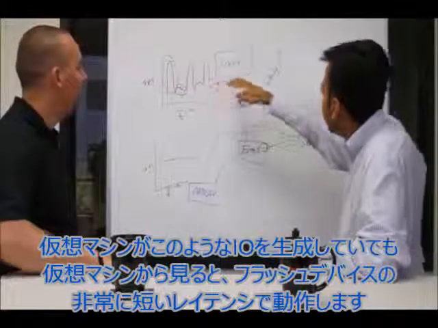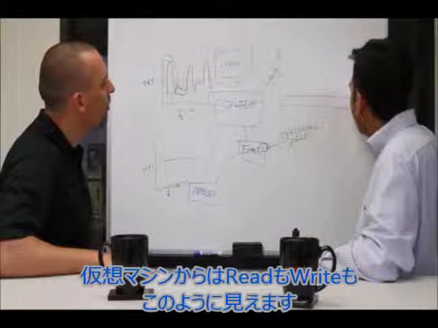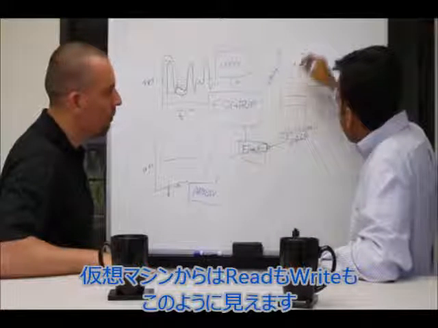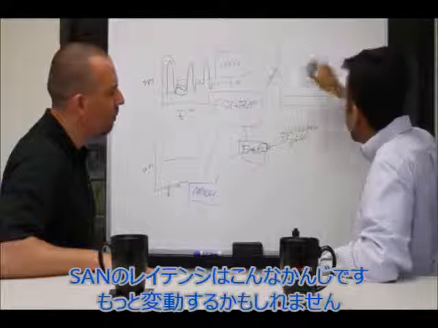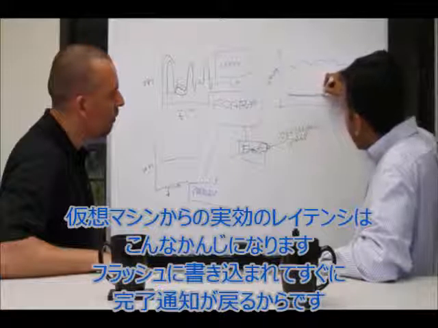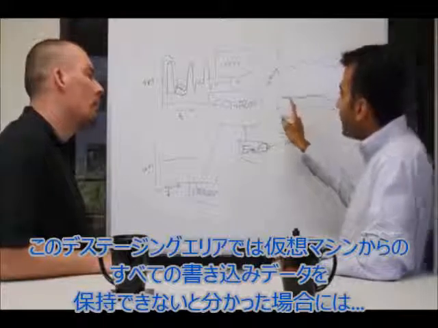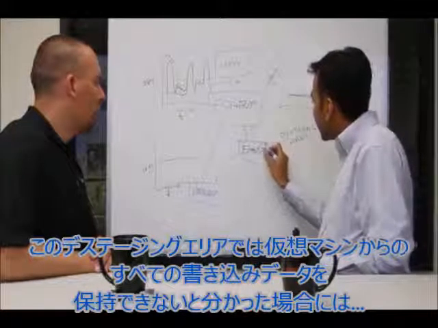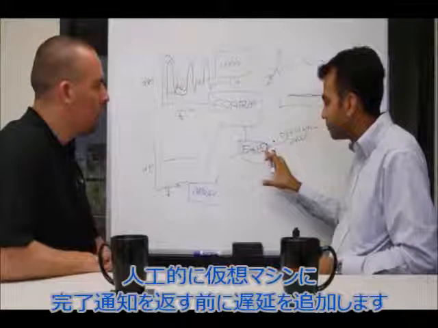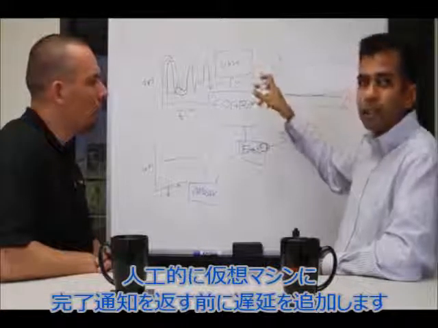So the virtual machine is doing these writes, and ideally it'll get really low latency, which is flash class, because all the reads and writes are being absorbed out here. The SAN might be doing this latency, and it might be slightly more variable. And what the virtual machine sees effectively is this, because the writes are acknowledged to the virtual machine as soon as they're put in flash. Now, if we realize that we are not able to hold all the pending writes for the virtual machine in this destaging area, we are going to inject an artificial delay every time we acknowledge a write to the virtual machine.